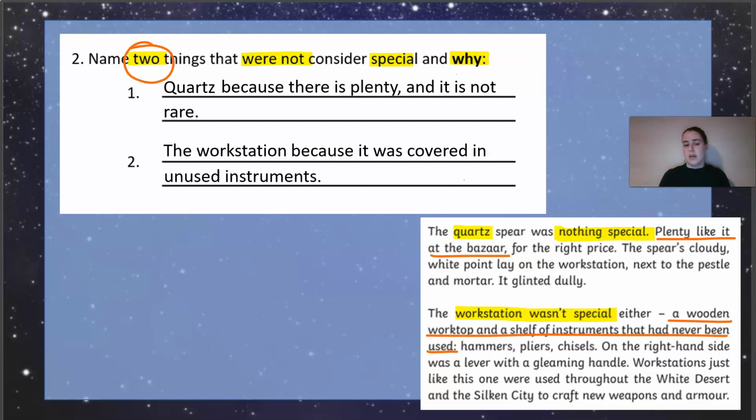Done and dusted. Okay, now I'm going to go back and check my question because there's name 2 things. So I've named 2 things. So I've named the quartz and I've named the workstation. But then I've given a reason for each. Well, yes, I know the quartz was because there's lots of it, so it's not rare. And yes, I know I've got the workstation because it's covered in lots of unused instruments. Okay, so tick and tick, perfect answers.